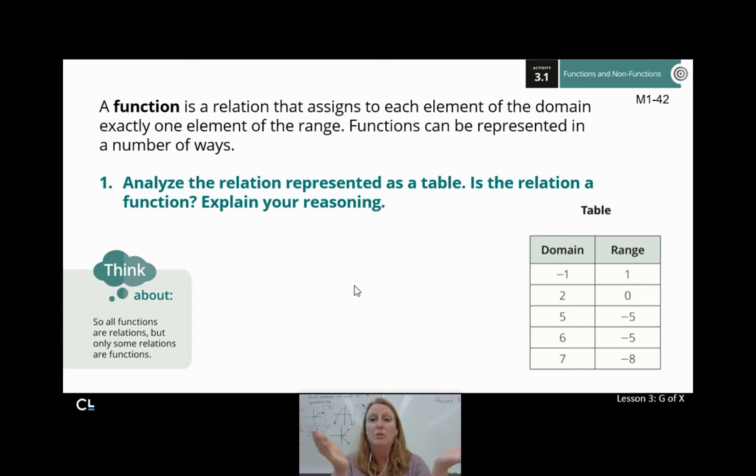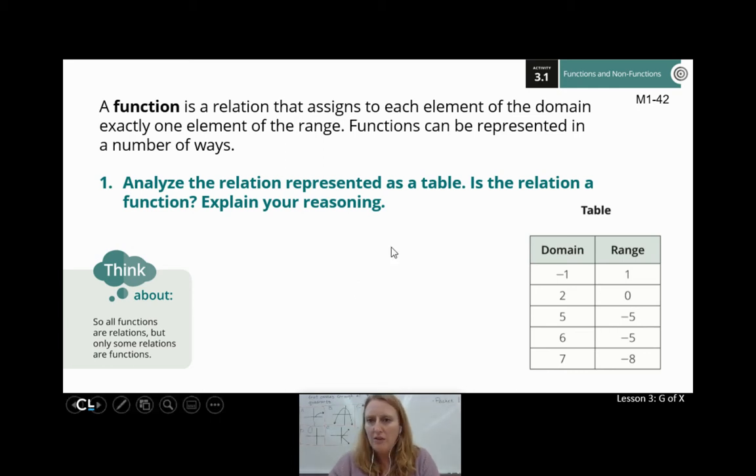And again, functions can be represented in all the ways we just showed, with mapping, with a graph, verbally, an equation. You can use all the ways. But the deal with a function is that relation, every input gets exactly one output. Every element in your domain only gets one element in the range, okay? Every X only gets one Y. That is what makes it a function.